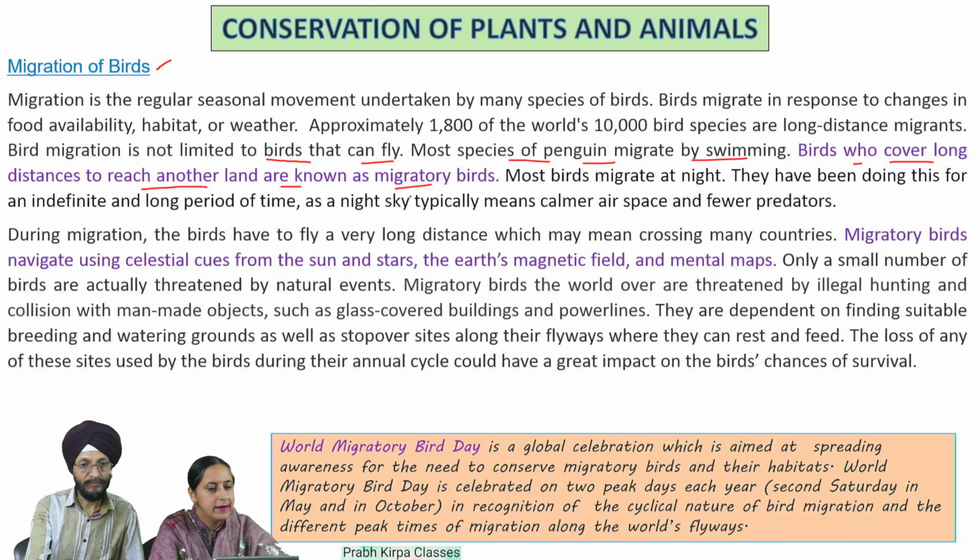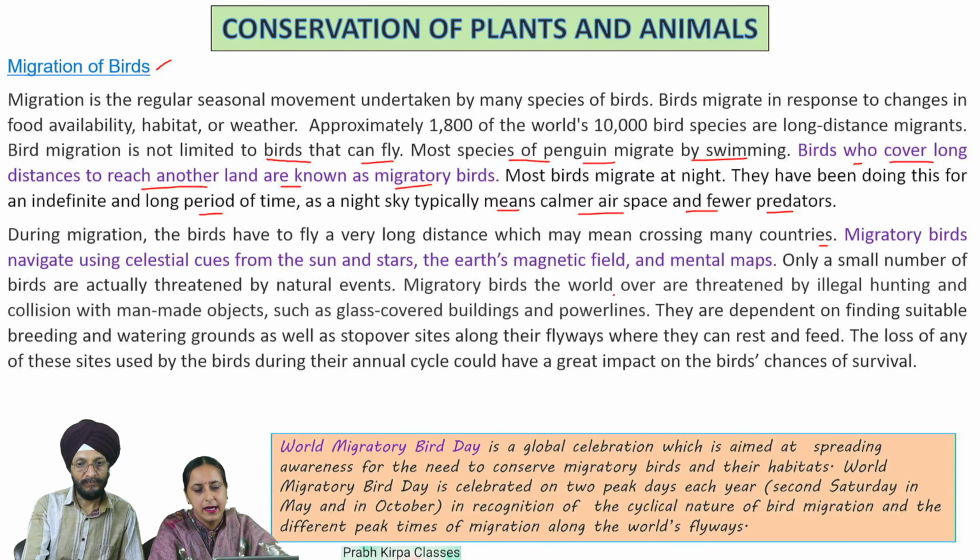They have been doing this for an indefinite and long period of time, as a night sky typically means calmer airspace and fewer predators. During migration, the birds have to fly a very long distance, which may mean crossing many countries. Migratory birds navigate using celestial cues from the sun and stars, the Earth's magnetic field, and mental maps. Only a small number of birds are actually threatened by natural events.